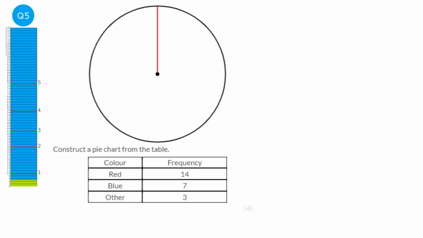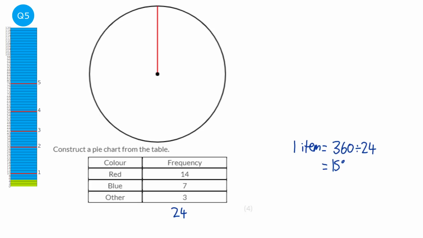The first thing to do when working out what angle things need to be on a pie chart is to add up the frequencies. So we're going to do 14 plus 7 plus 3, and we find out that that's 24. Then we're going to find the angle that one item would be. So one item is going to be, well, there are 360 degrees in a circle, and there are 24 items. So we're going to do 360 divided by 24, and that gives us 15 degrees. So each item is worth 15 degrees, or will take up 15 degrees.